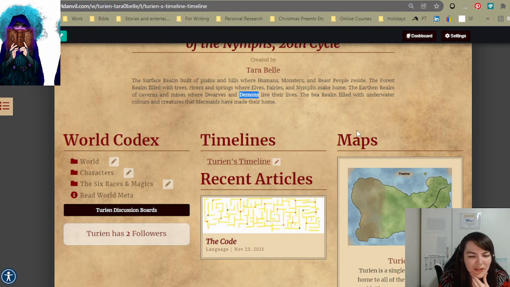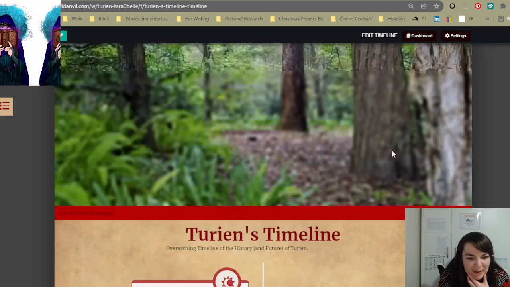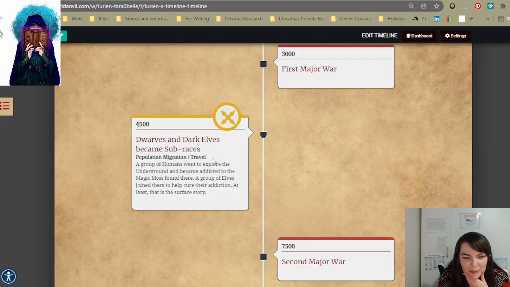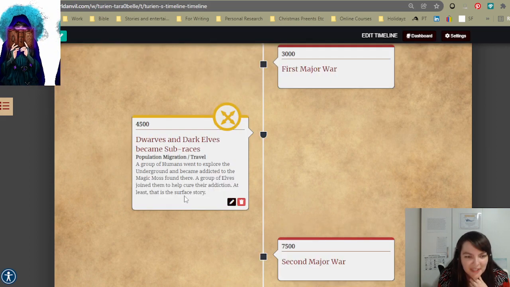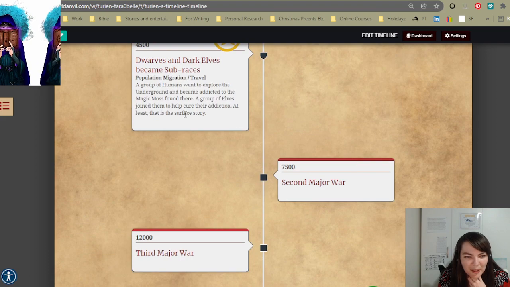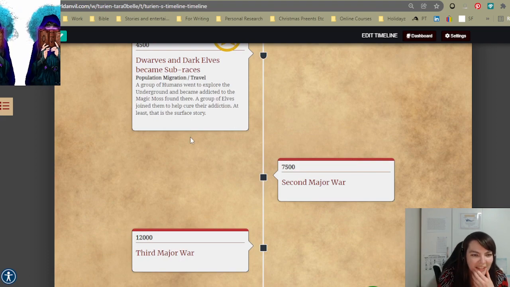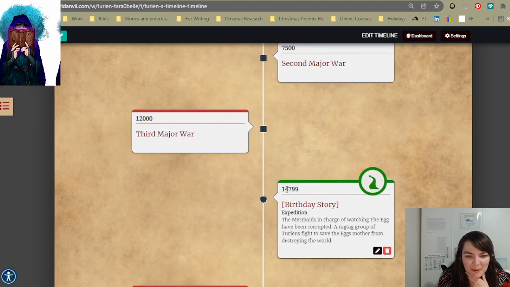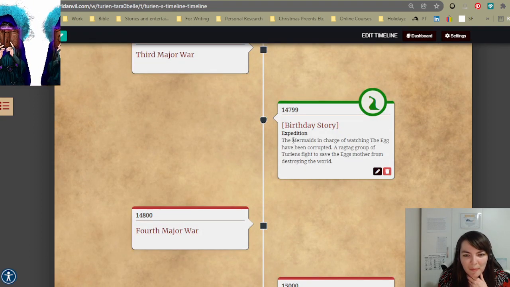so just quickly showing my timeline. You can see Tyrion's creation, First Major War, dwarves and dark elves become sub-races, and that's something to do with Magic Moth, which has been fun to write about. Second Major War, Third Major War, birthday story.